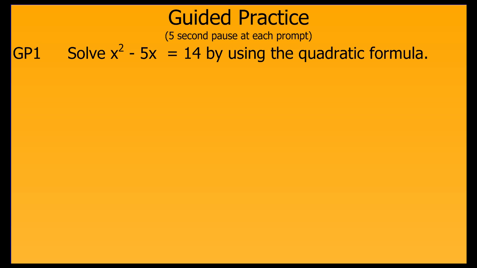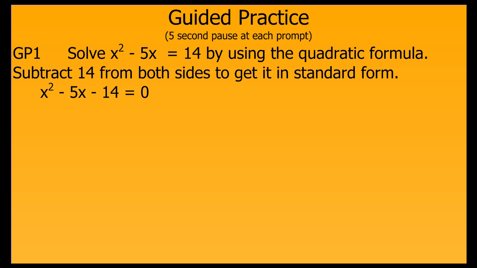What we're trying to do is solve this quadratic equation by using the quadratic formula. So how do we do that? Well, first we need to get it in standard form by subtracting 14 from both sides, because it needs to equal 0 before we can use the quadratic formula. Now what? Now we identify what a, b, and c equals.